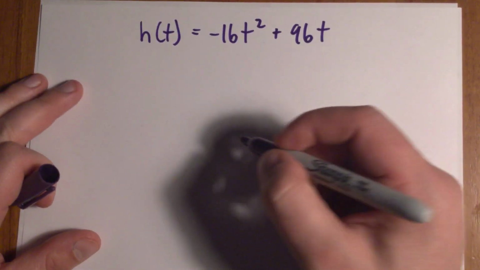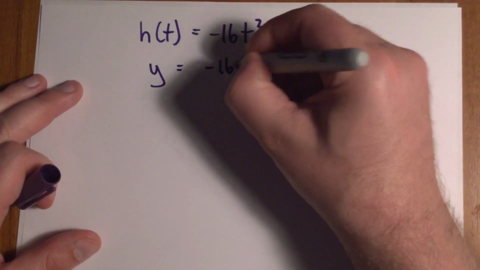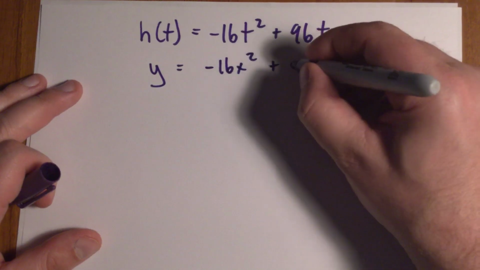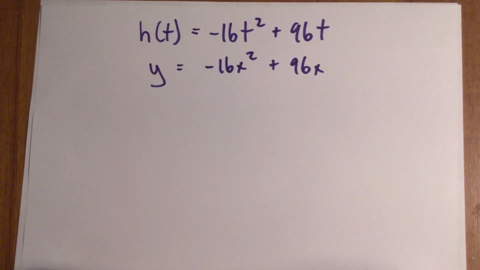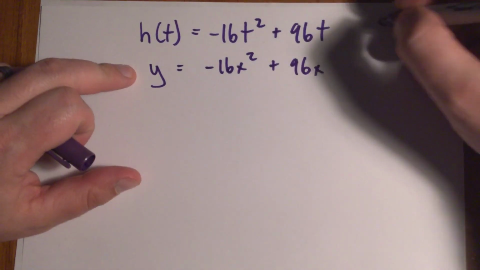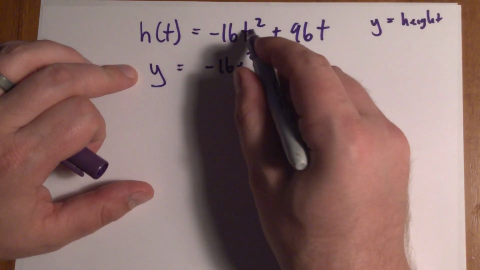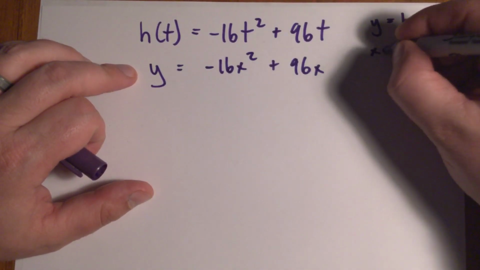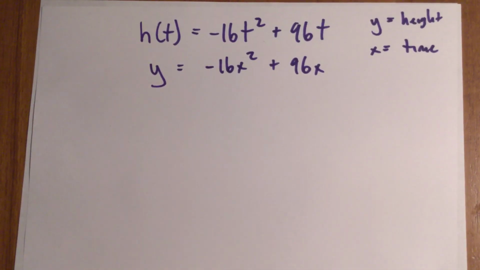And if this throws you off, you can also think of it in terms of y's and x's. Just make sure you remember which one is which. So the height, h of t, is the y value, so y equals the height. And the t is the time in seconds. All right, so let me ask a couple questions. How long will it take for the soccer ball to return to the ground?